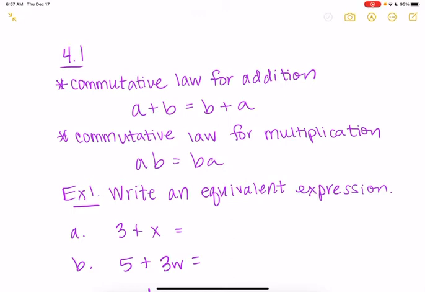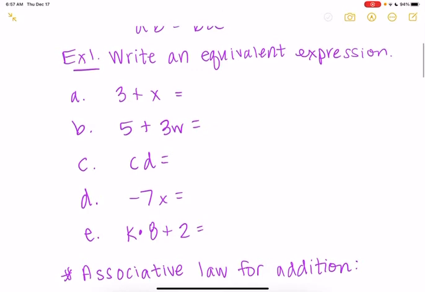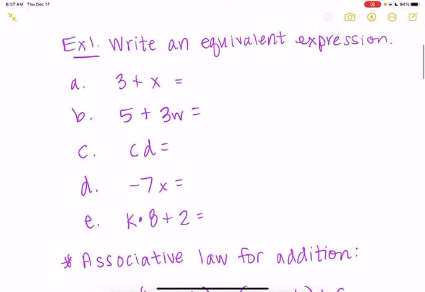Okay, so go ahead and hit pause if you need to write those down. Otherwise, let's go ahead and move on. So example 1 is write an equivalent expression. I have 5 of them here, so go ahead and hit pause and give all these a try. Let's see how many you can do.